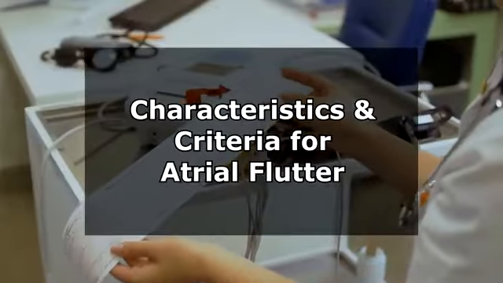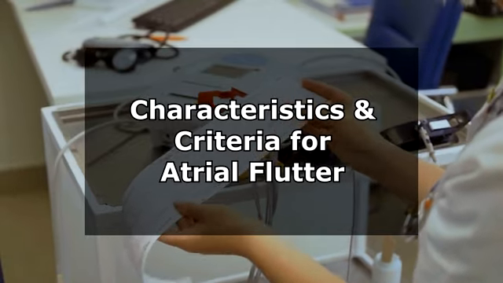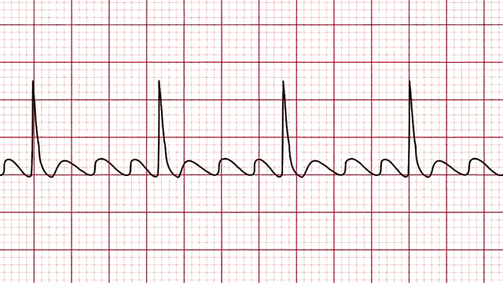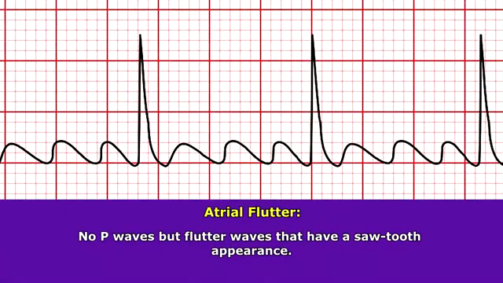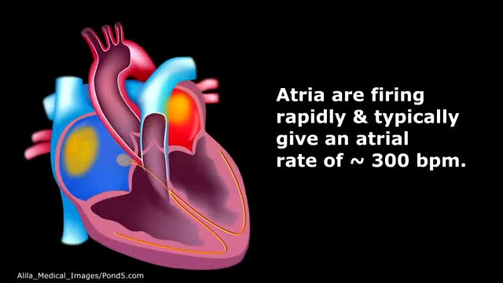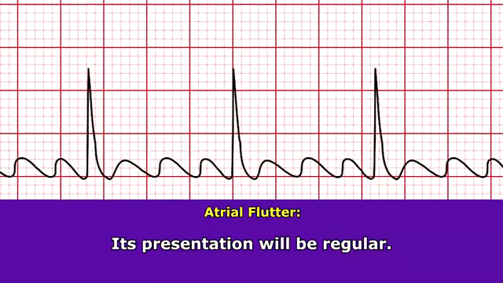So what are some characteristics and criteria to tell you that you're dealing with a flutter? Well, whenever you look at that ECG waveform, you're going to see that there are no P waves, but flutter waves that look like a sawtooth. And the atria are firing very rapidly, typically around a rate of 300 beats per minute, give or take, and its presentation will be regular.